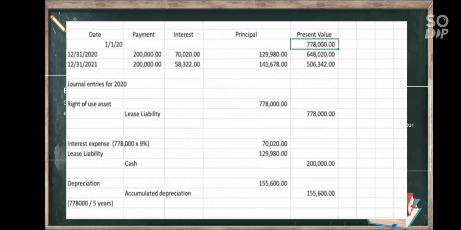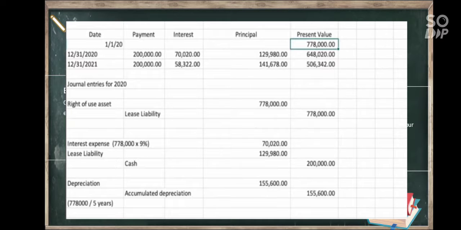Now we go to the table. So, present value is 778,000. The annual payment is 200,000. So, the interest is 778,000 times, what percent? 9%. Okay, correct. 778,000 multiplied by 9%. So, that is our interest.